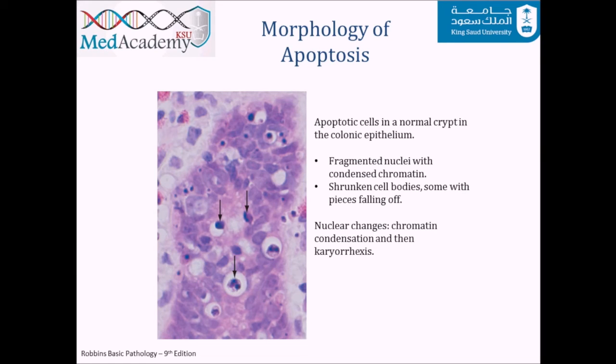Okay, so remember when we talked about the morphology of the irreversibly injured cell and the morphology of the necrotic cell, we also need to know the morphology of apoptotic cells. We can see that there are fragmented nuclei with condensed chromatin, pointed out by the arrows, with shrunken cell bodies, some with pieces falling off, and remember the word falling off means apoptosis. And the nuclear changes are chromatin condensation and then karyorrhexis.